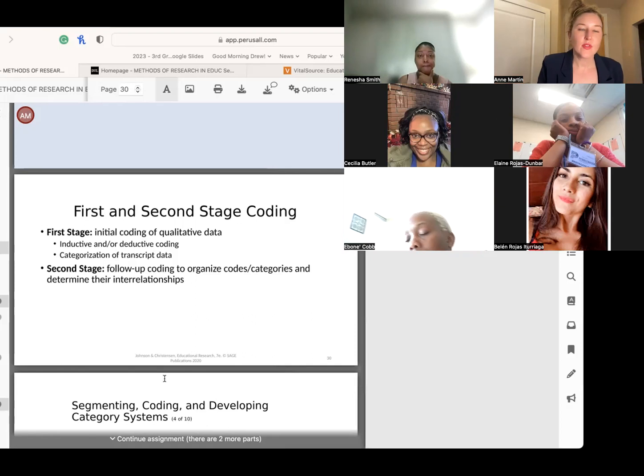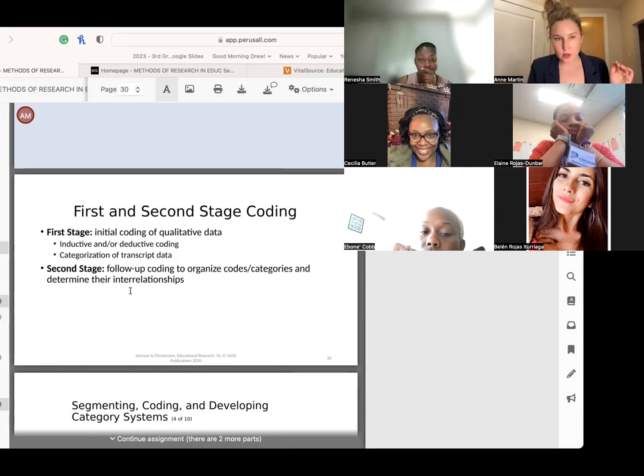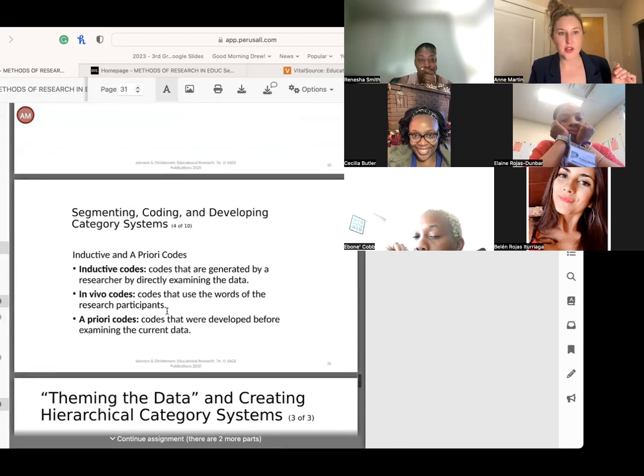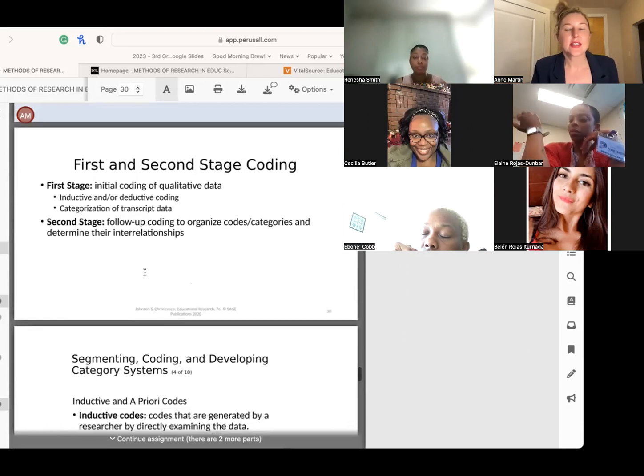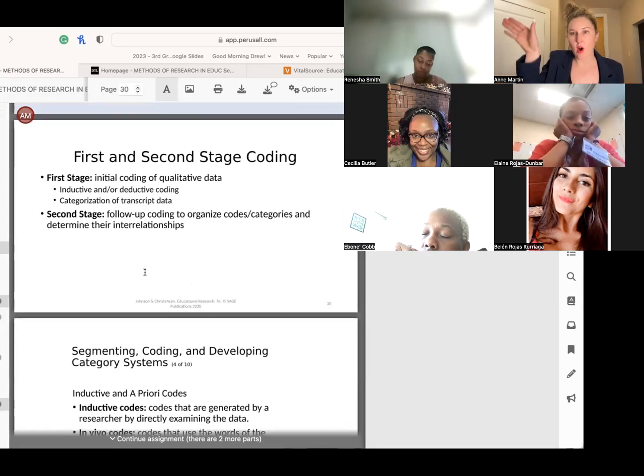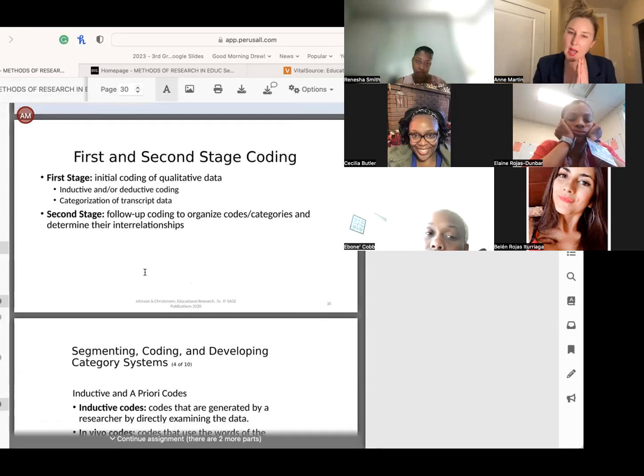So this has different stages. First stage is the initial, and here are the different types that are used for initial coding. And then secondary coding, you take all of those initial codes, you can consolidate them, collapse them, and then organize them together in a way that produces the themes or the findings.